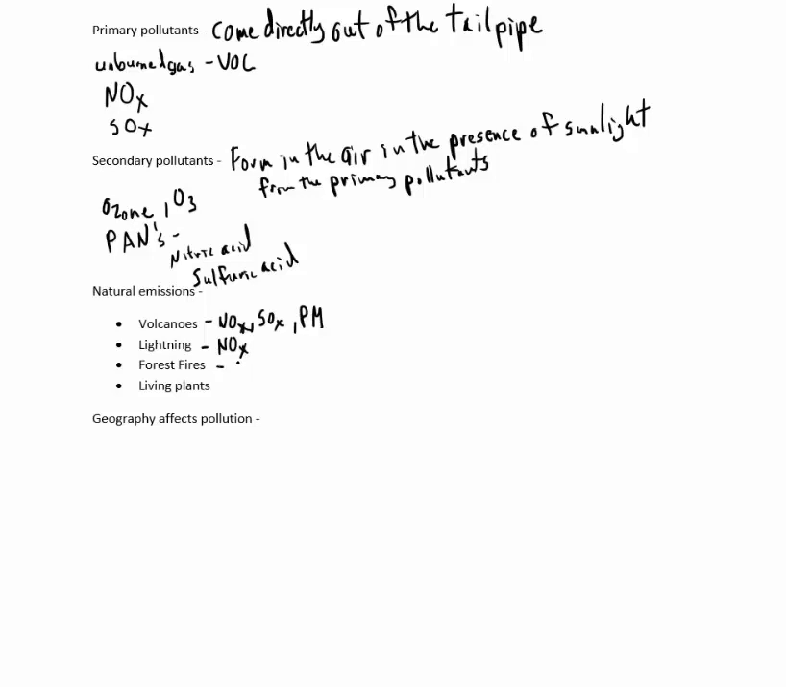Forest fires are a source of carbon monoxide as well as particulate matter, since the smoke from a fire would be considered particulate matter. And then living plants release VOCs. And actually, about 89% of all VOCs come from trees.